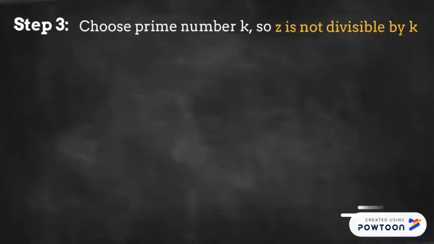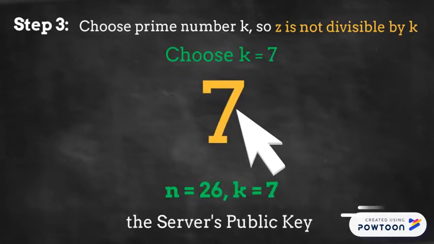Lastly, we need to choose prime number K as 7 so Z is not divisible by K, and then N and K become the server's public key.